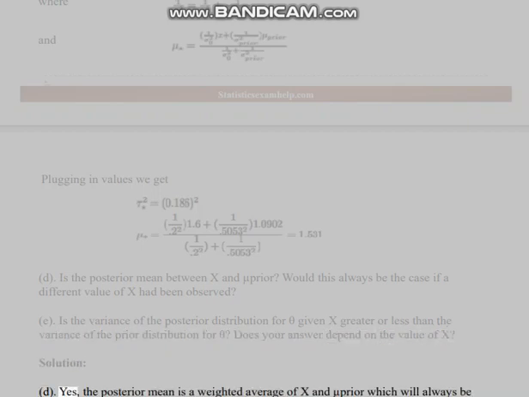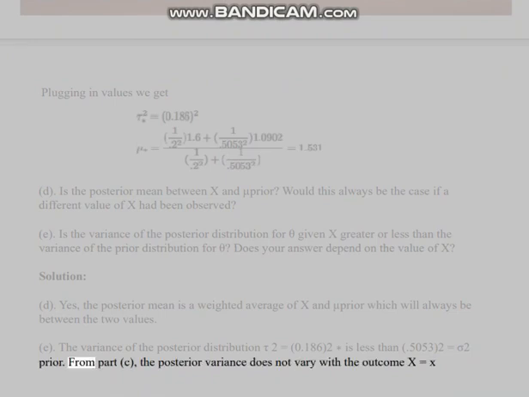Solution. D. Yes, the posterior mean is a weighted average of x and prior, which will always be between the two values. E. The variance of the posterior distribution, tau squared, equals 0.186 squared, which is less than 0.5053 squared, equals sigma squared prior. From part C, the posterior variance does not vary with the outcome x.